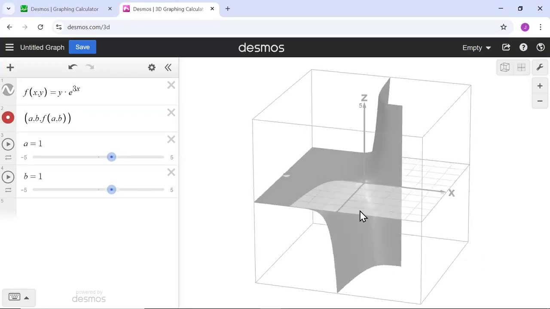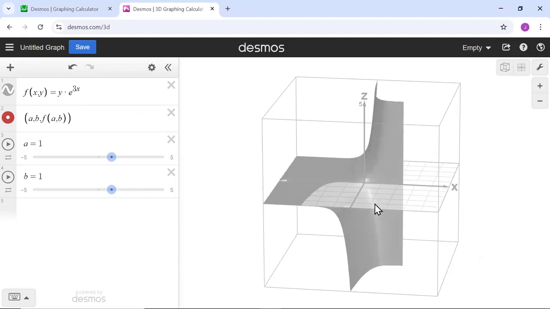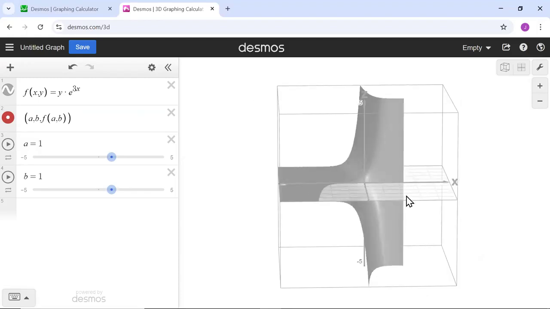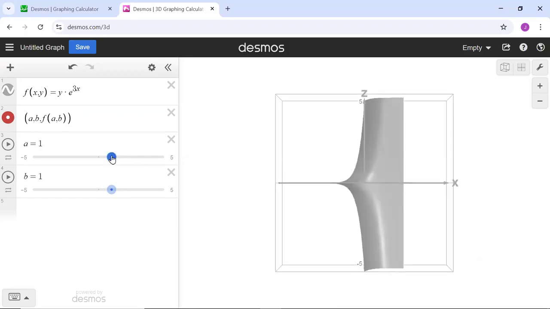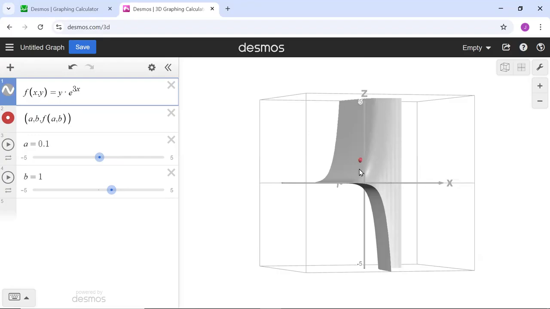So here we have our surface. It's a very interesting looking surface, but you can see that if I have a point on the surface, no matter where I put it, there's going to be points above and points below, immediately above and immediately below.